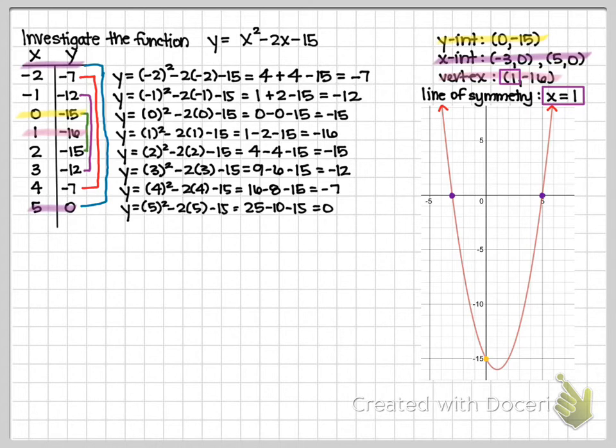Oh, let's put the vertex on first. So the vertex itself is down at 1, -16. It is the lowest point on the graph. And then if we put our line of symmetry through that, you can also see the balance. So if we take a look back at the X-intercepts, if we count the distance, we know that that's 1, 2, 3, 4 to the left, 1, 2, 3, 4 to the right. So it's balanced like it should be.